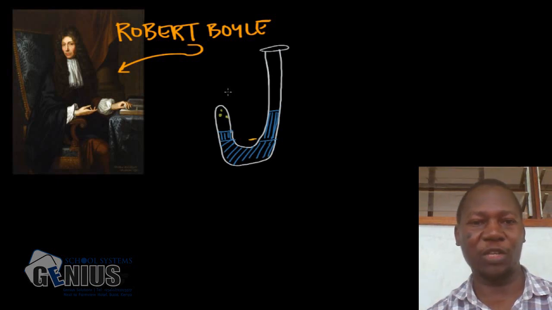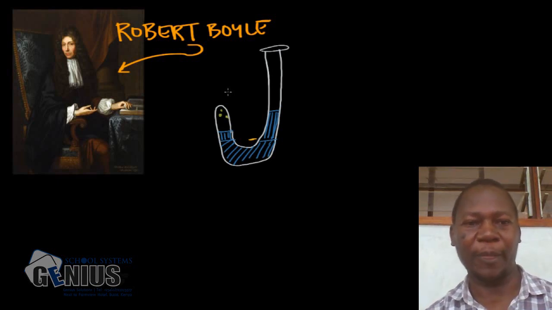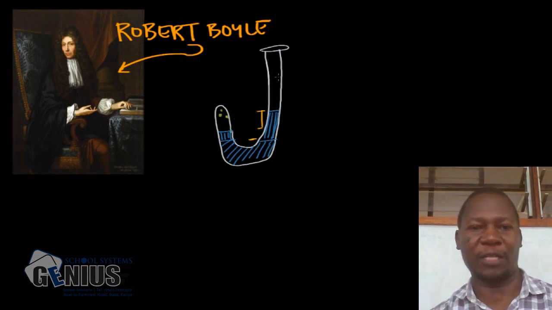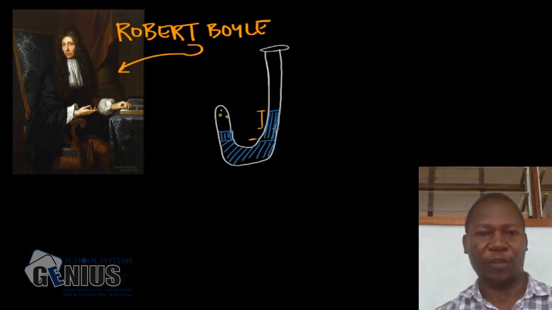This left the open side exposed to the atmosphere here, so that you have the pressure of the gas on one side and the pressure of the atmosphere on the other. You know that they are pressing down with the same amount of pressure, because as he started, the height of the mercury was the same on both sides.